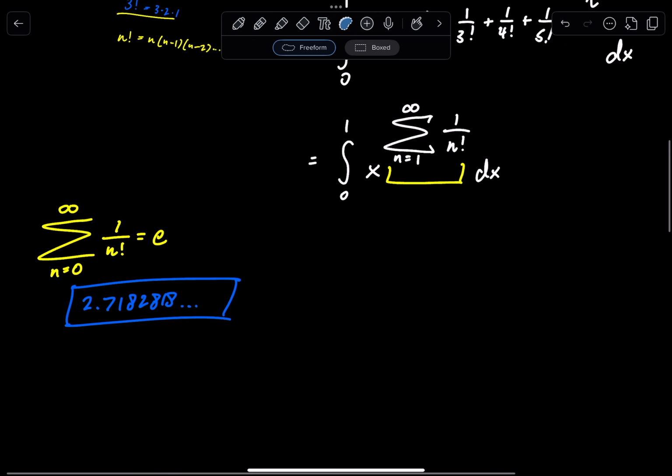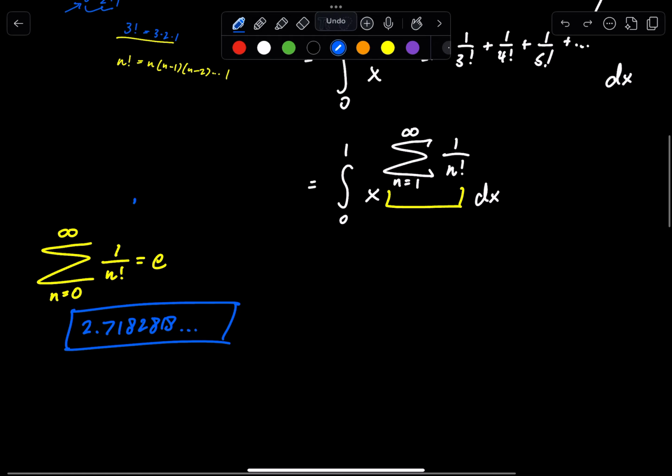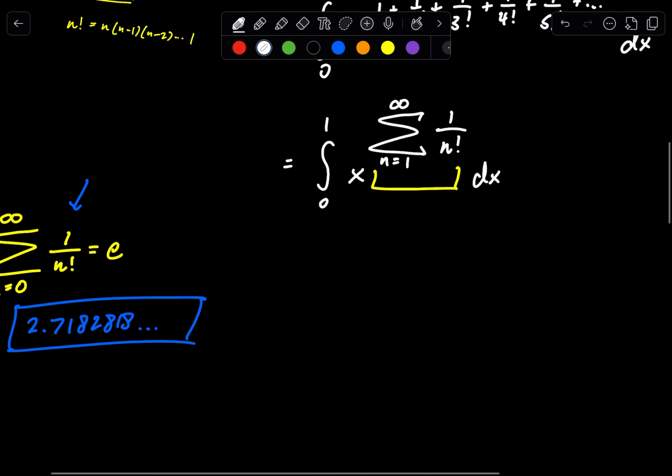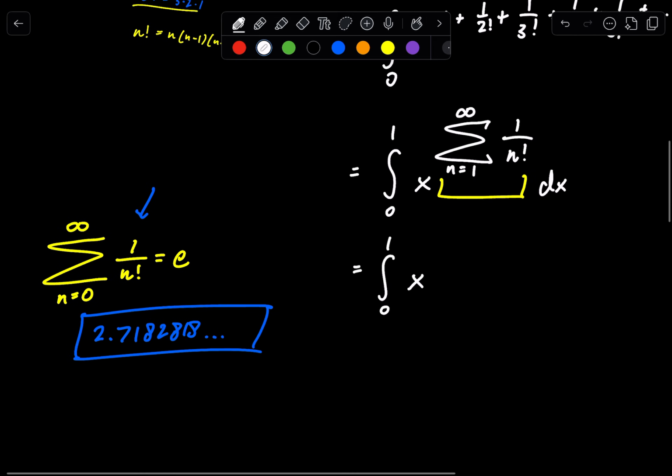Now, with this new knowledge at hand, and by the way, you can prove this. There are a number of ways to prove this, but this is pretty fundamental knowledge in calculus, so I'm assuming that everyone knows this. So let's move forward. Now I can write this as the integral from 0 to 1 of x to the power of the sum. Remember, the n starts at 0 in the definition for e using this sum.